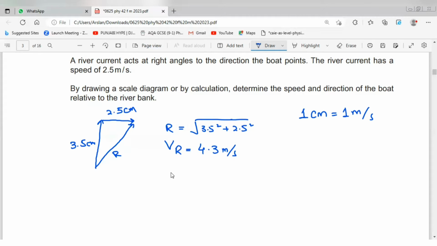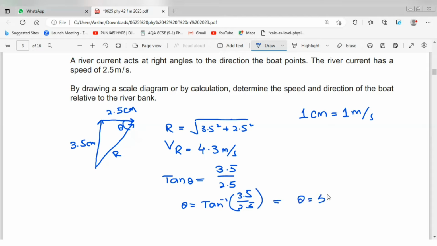In case of direction, you have to find the angle. So we will use tan theta. Using this diagram, make this angle theta. So tan theta will be equal to perpendicular over base. So 3.5 divided by 2.5. Here we have to find theta. So theta is equal to tan inverse of 3.5 divided by 2.5. By calculating this angle, you will get approximately 55 degrees.